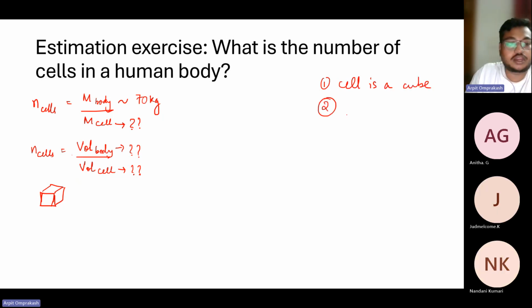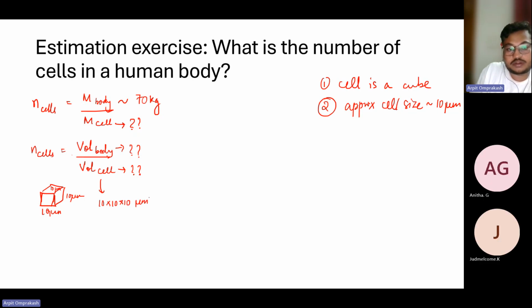The second thing is that the approximate cell size is around 10 micrometers. So now we have 10 micrometers, 10 micrometers, and 10 micrometers. To calculate the volume of a cell, we do 10 into 10 into 10 micrometers cubed.